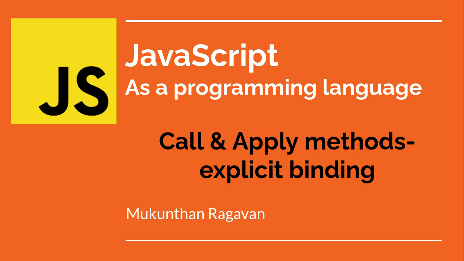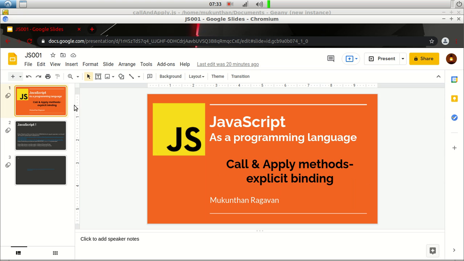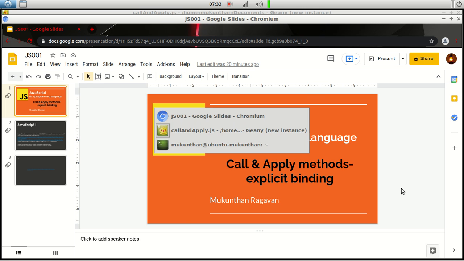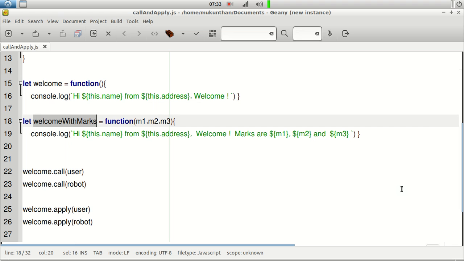In today's video, we are going to see call and apply methods for explicit binding for the this keyword. In the previous video, we understood how the this keyword works when you have a function inside an object, so that we can call the function by using the object, and the object will be the reference for the this keyword. But sometimes we may have a scenario where we need to give the object explicitly and have the reference for the particular given object.